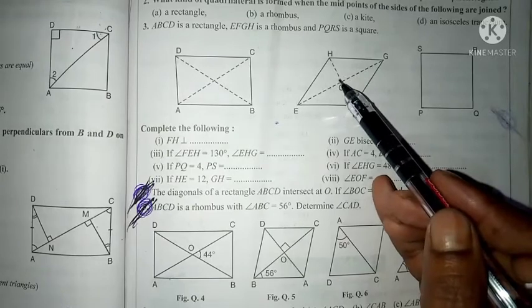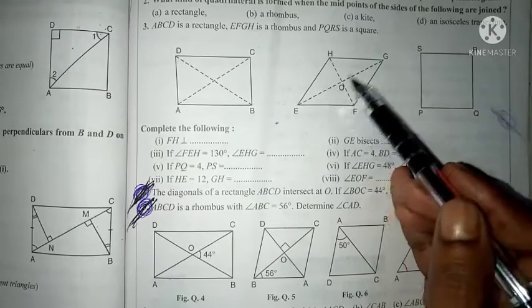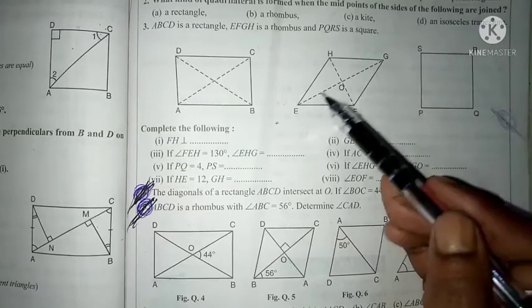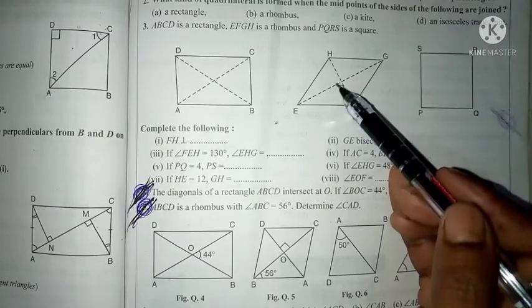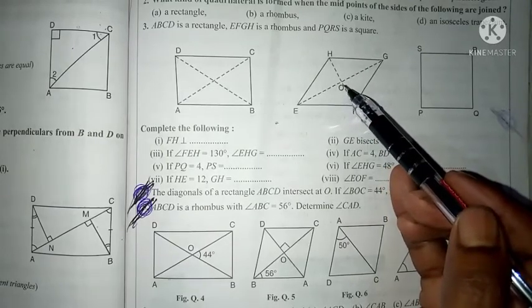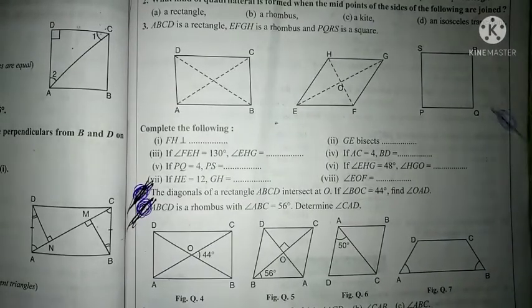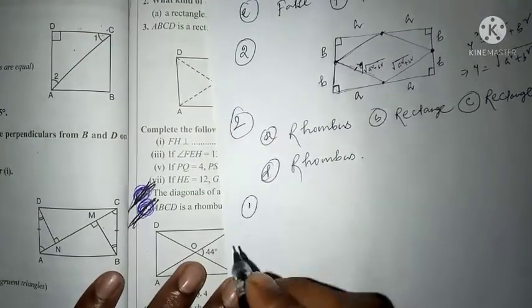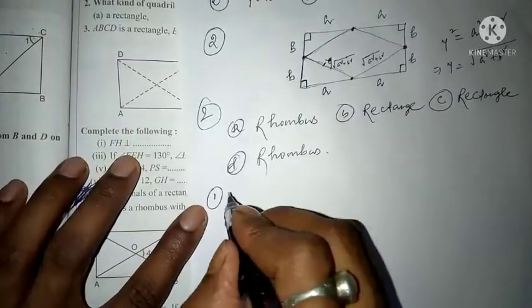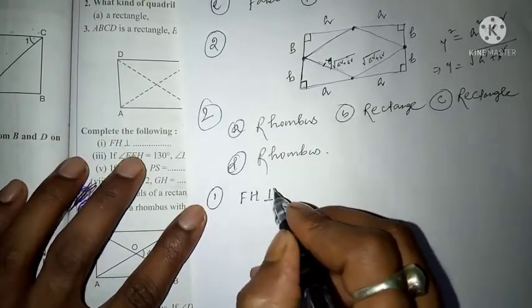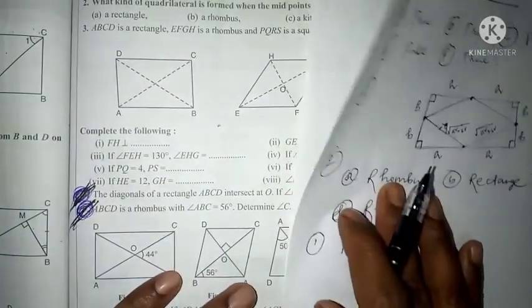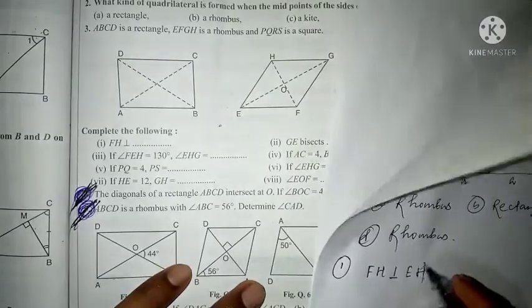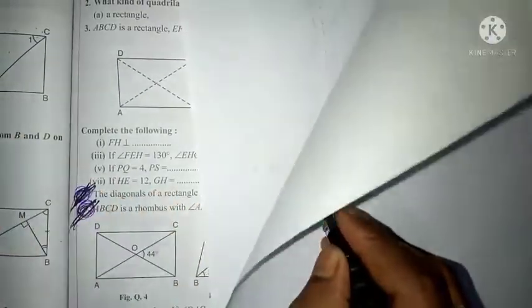FH is perpendicular to your EG, because this is a rhombus. The diagonals of a rhombus are perpendicular bisectors. Clear? The diagonals of a rhombus are perpendicular bisectors. So what will be the answer to number one? You can write FH is perpendicular to EG. Sorry, not EH, it will be EG. I'm writing it again here.